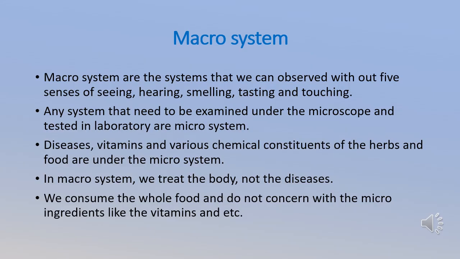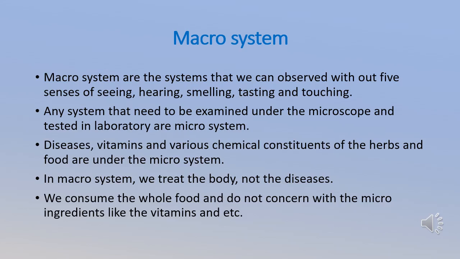In the first chapter, we talked about the macro system. Macro systems are systems that you can observe with our five senses of seeing, hearing, smelling, tasting, and touching. Now, all systems that need to be examined under the microscope and tested in the laboratories are the micro system. For example, diseases. You need to do the blood test. You need to do so many tests in the laboratory.